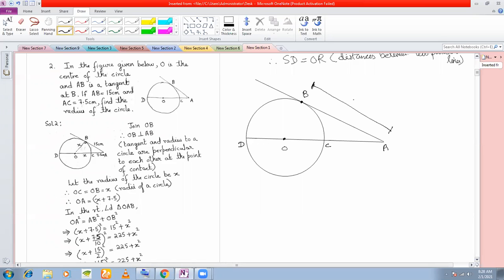AB is equal to 15 centimeters, this length is given to you as 15 centimeters. And AC is equal to 7.5. This length is given to you as 7.5 centimeters. The question is: find the radius of the circle. Okay. So let us assume that the radius of the circle is x. That means this length is x. So let the radius of the circle be x.